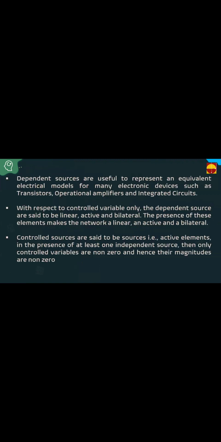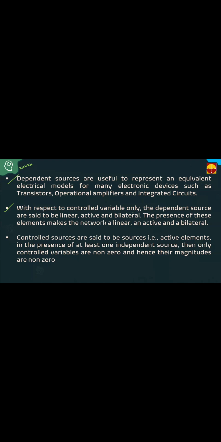Next. Here I have given some important statements with respect to dependent sources. Dependent sources are useful to represent equivalent electrical models for many electronic devices such as transistors, operational amplifiers, and integrated circuits. You know that in H parameter, Y parameter and Z parameter representation we use dependent sources. That is one point we have to remember.